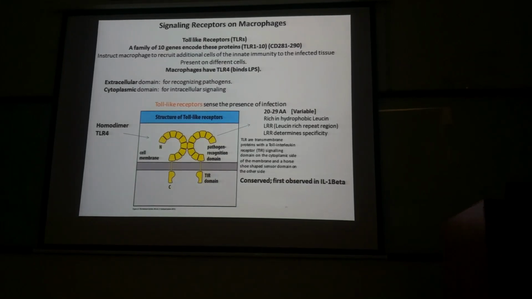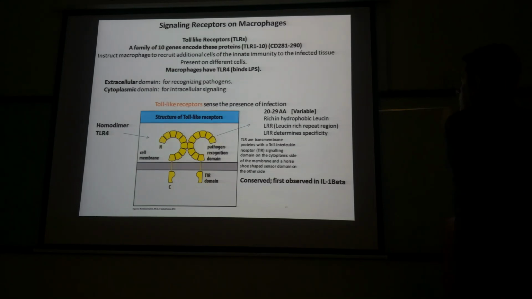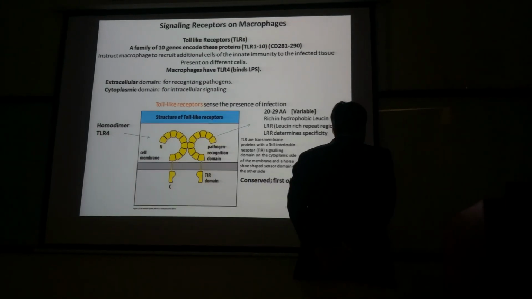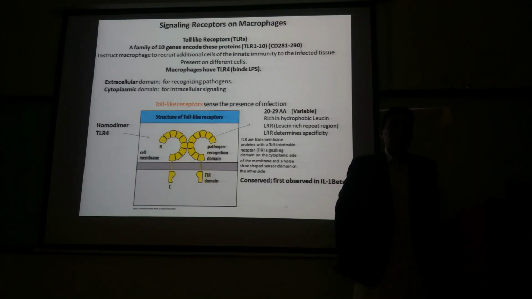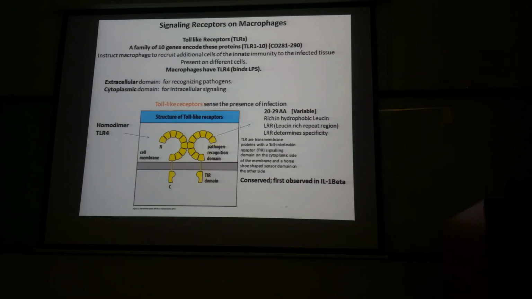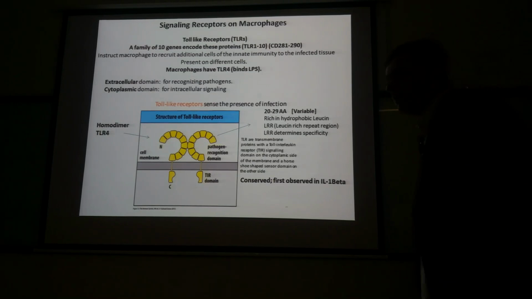Okay, so we have been discussing different receptors on macrophages, okay? And we previously discussed different types of scavenger receptors, you know? The macrophages are there in the tissues, they reside in the tissues, and they are there for longer periods of time.